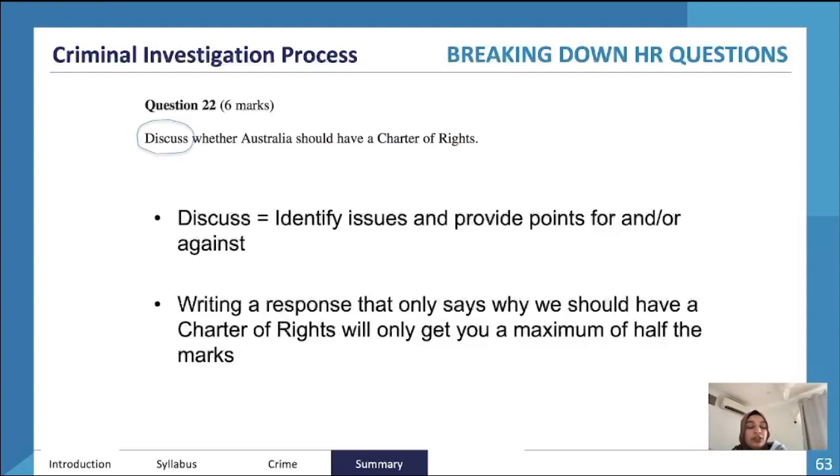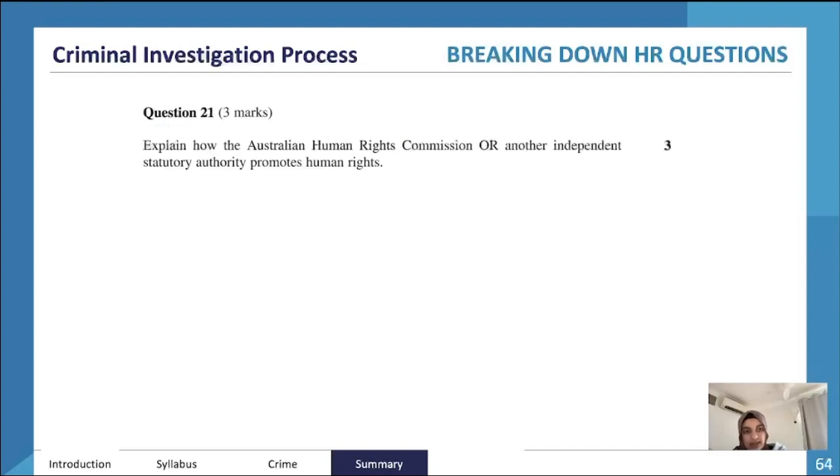So really, really important, and I would highly recommend that you do this, because if you didn't know, for example, that in this question you would have to mention for and against, then you could potentially only get half of the marks, right? Or you won't be able to get the total amount of marks. So being able to understand those is really, really important. This is why I put that in there to help you recognize that.